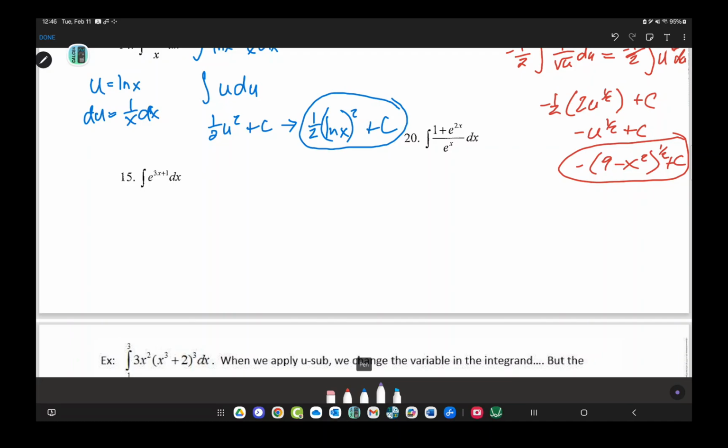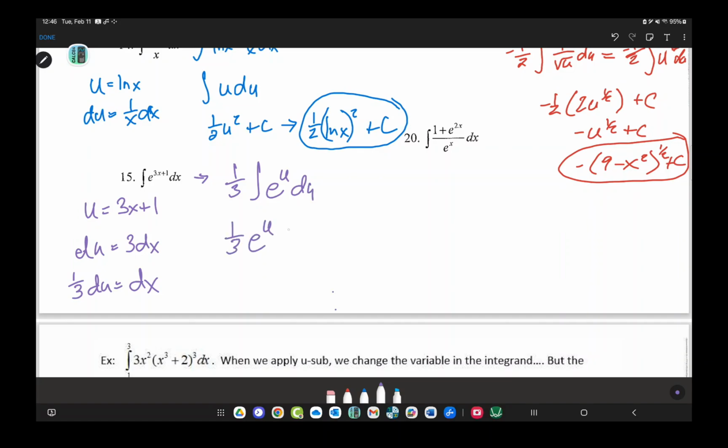All right, so here u is equal to 3x plus 1, which means du is equal to 3 dx. Well, now we don't have a 3 dx, so we're going to do 1/3 du is equal to dx. So this becomes 1/3 the integral of e to the u du, which is 1/3 e to the u plus c, 1/3 e to the 3x plus 1 plus c.